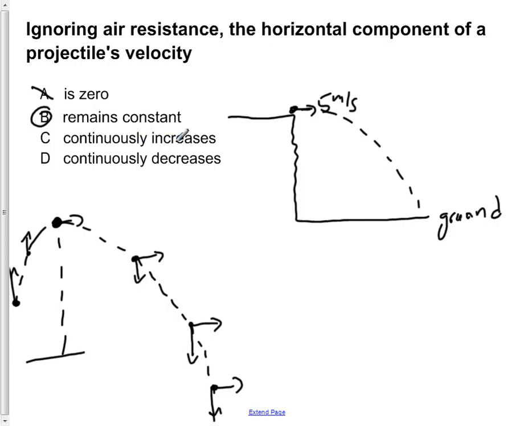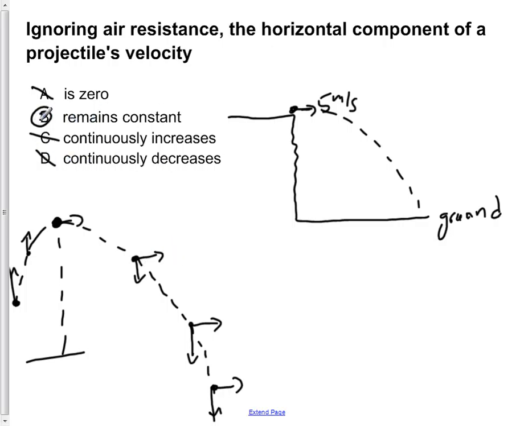C says it continually increases, but as we stated before, there is no force, no means of acceleration for this ball as it is traveling along this projectile motion in the x direction. There is the acceleration due to gravity, but that is only affecting the y component of its velocity. So C is not true, and D, it continually decreases. Once again, there is no acceleration acting upon it in the x direction, so that is also not true.